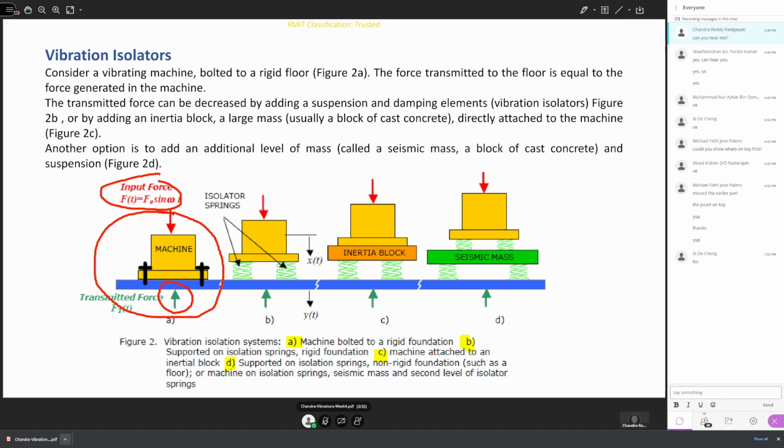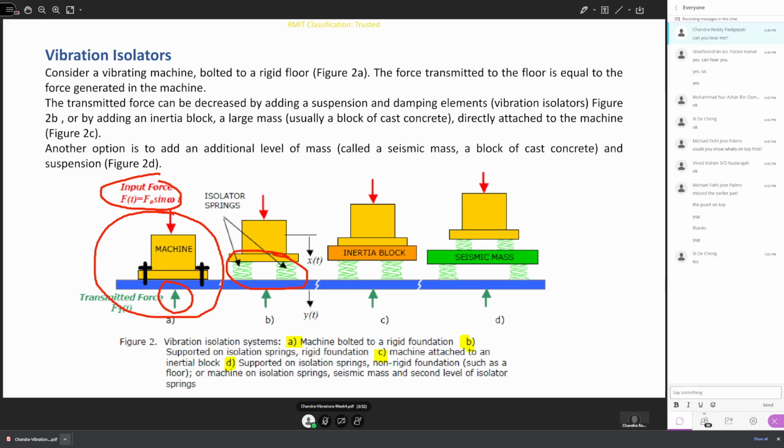So the machine is bolted to the foundation, and if you want to isolate part of the transmitted force from the base, then in part B you can see you can support the base with some isolation springs. So you can reduce or minimize the transmission from the base by having these isolation springs.